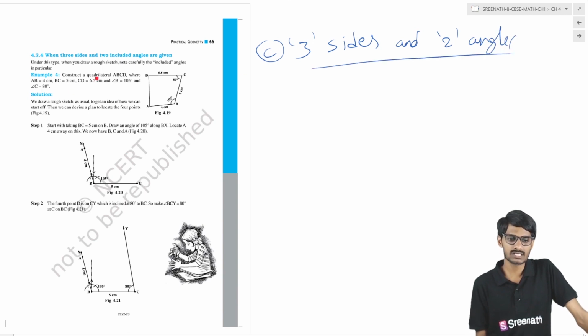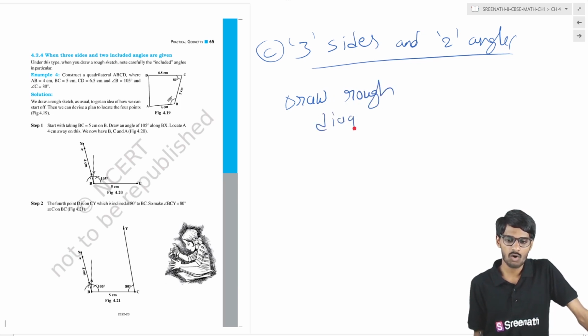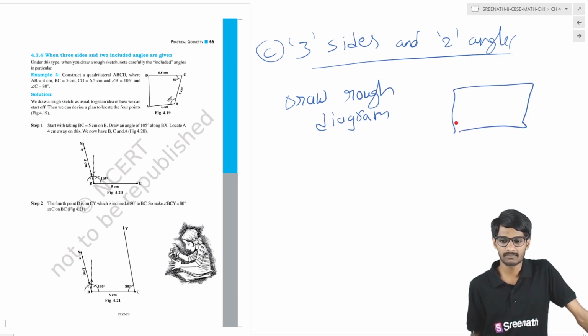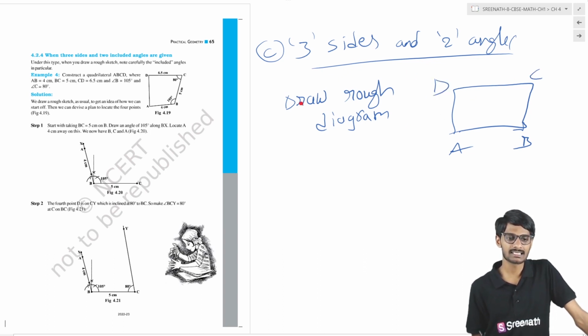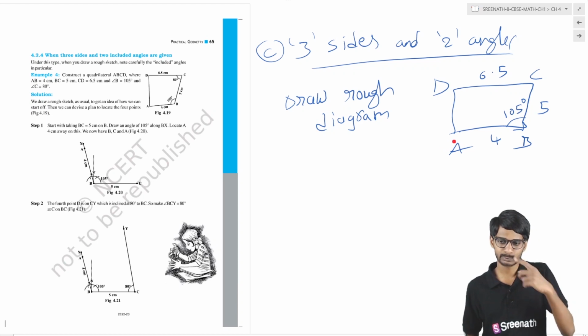So simple process, students. Take one example, draw a rough diagram. How will it look like? The quadrilateral is given as ABCD. This is the quadrilateral, and 3 sides' lengths are given: AB, BC and CD. AB is 4 centimeters, BC 5 centimeters, CD 6.5 centimeters, and angle B is given, that is 105 degrees. So how to do it, students?